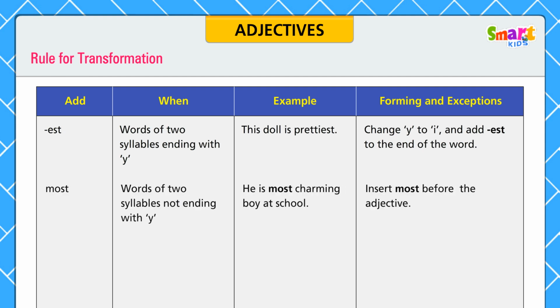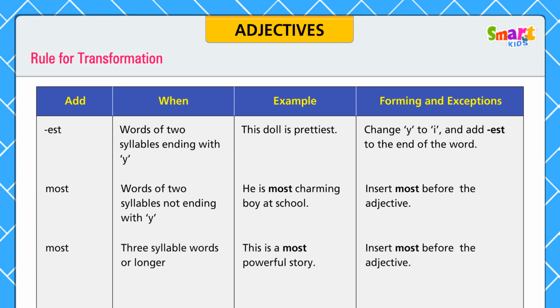Most. Words of two syllables not ending with y. He is the most charming boy at school. Insert most before the adjective. Most. Three-syllable words or longer. This is the most powerful story. Insert most before the adjective.